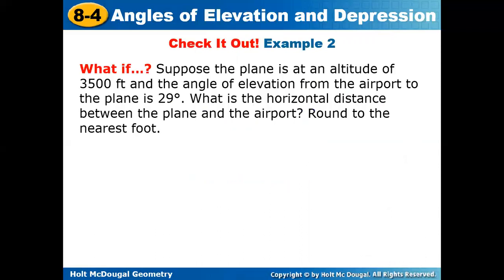Now, check it out. Look at your book. Suppose the plane is at an altitude of 3,500 feet and the angle of elevation from the airport to the plane is 29 degrees. So you have 29 as the angle and the altitude, or the opposite side, is 3,500 feet. What is the horizontal distance between the plane and the airport, rounded to the nearest foot? Stop the video and try to solve alone.